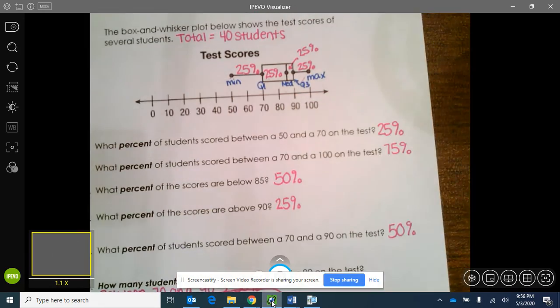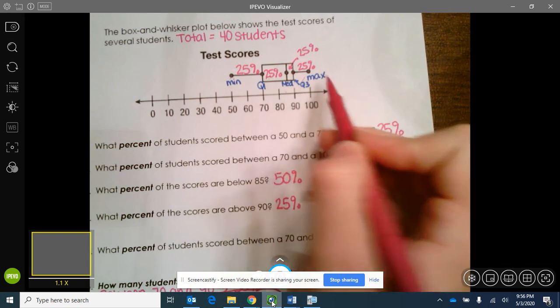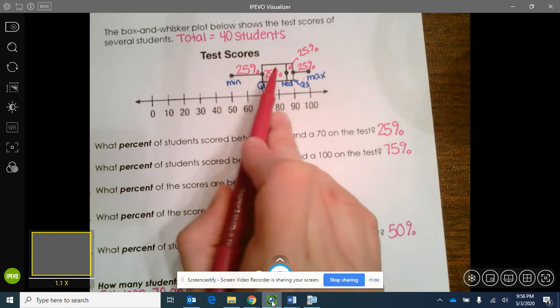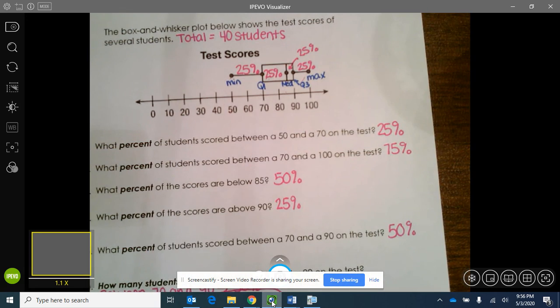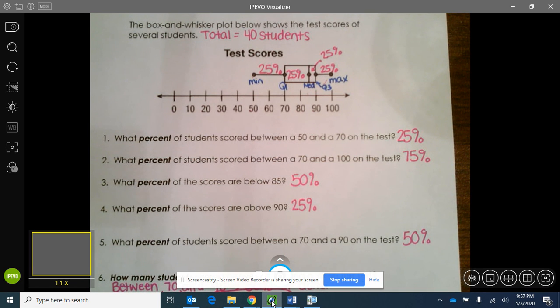So it is really helpful when you're doing these to start, before you answer any questions, label the different parts of the box and whisker plot, label where the percentages are. Each piece of that box and whisker plot, remember, is 25%.